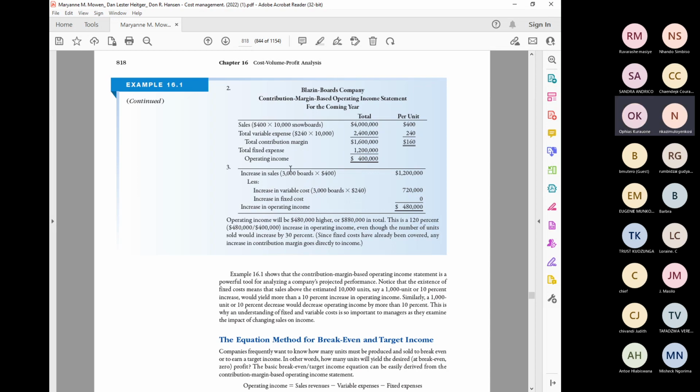This is simple. We put everything in the whole, the per unit amounts multiplied by the number of snowboards. The variable expense is per unit. Then you come up with the contribution. After total contribution, we take total fixed cost, then operating income. That is the total net profit.